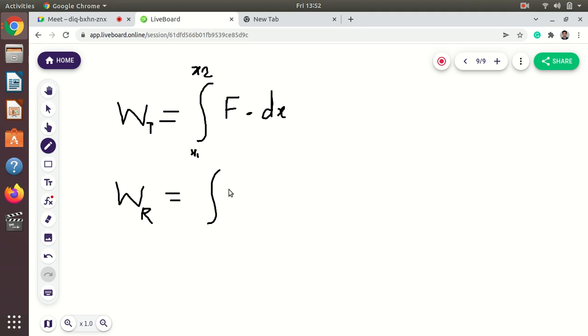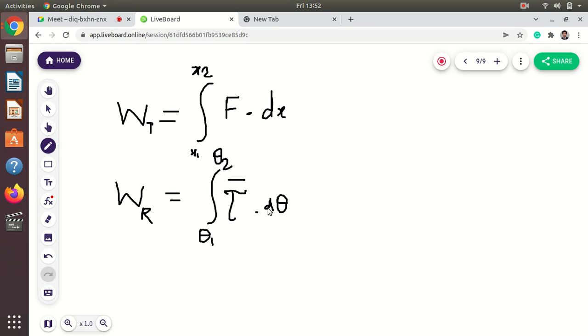What will come in place of force? Torque will come. F is replaced by our torque. And instead of linear displacement, we will have angular displacement, d theta. Because this is integration, we have to write it in this form: d theta, dx, dy, dt. Therefore, we write d theta here, and instead of x1 to x2, we will have the integration from theta 1 to theta 2. So you can just use analogy to derive the formulas; we don't need to write or derive everything.